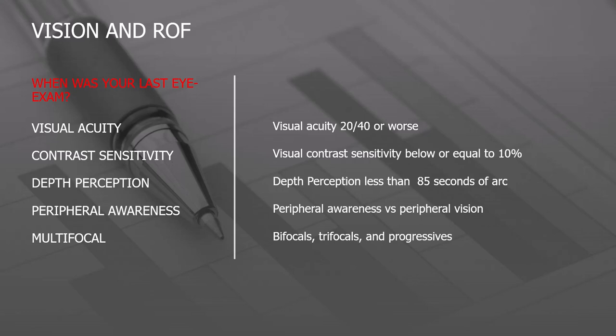It basically identifies how well you can see an object against its background. Depth perception, less than 85 seconds of arc. Peripheral awareness is like peripheral vision, but it's a little bit more than that. It adds a cognitive component to it. And then bifocals, trifocals, and progressive lenses can be a risk of fall for many patients if they're not instructed properly on how to use those.